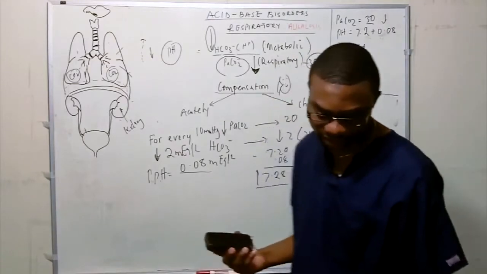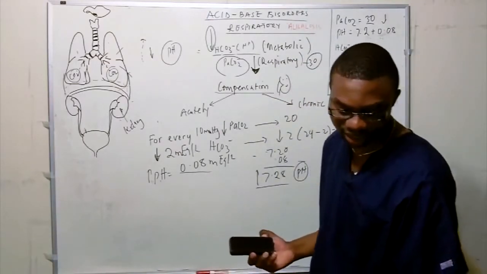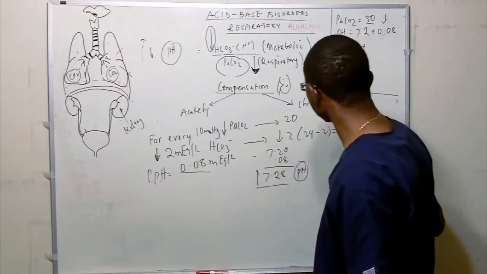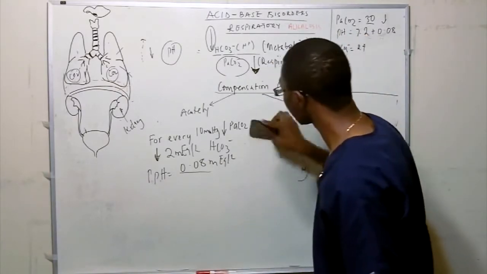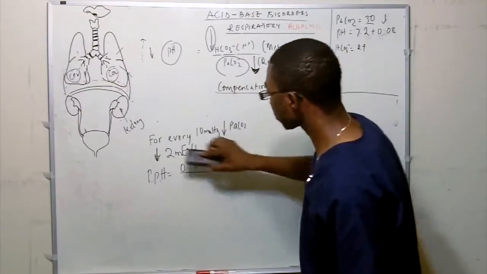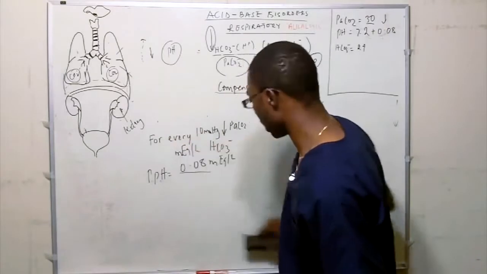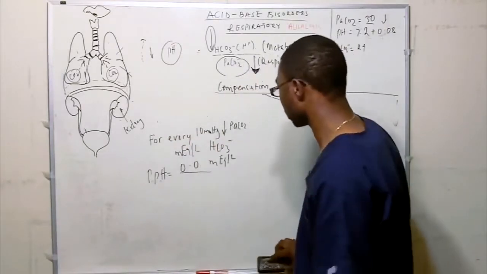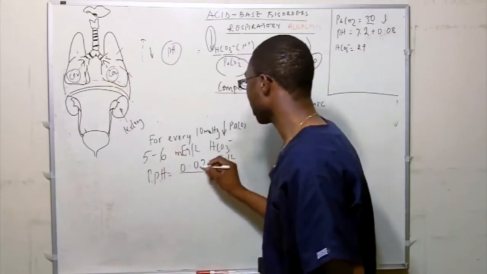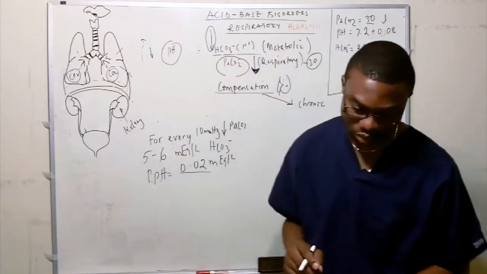How about chronically? Not much is really changing much. The only difference, remember, chronic is always going to be higher. What you should expect in the chronic situation. So we've done with acute. I would expect this number to be what? Higher. Actually, 5 to 6. And this is actually 0.02.